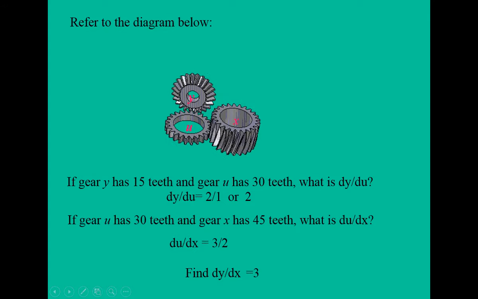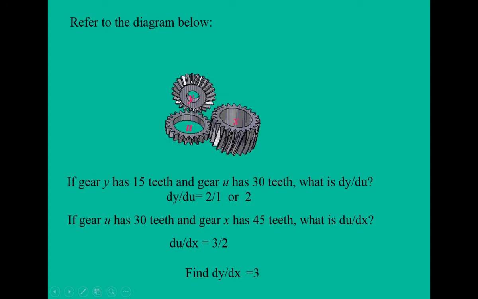Now I'm going to give you some more scenarios. So what I would like you to do is keep track of our results. In one column put dy/du, in another column put du/dx, and we're going to have to keep track of the number of gears. So you would have a column for the number of teeth for the gear y, the number of teeth for gear u, and the number of teeth for gear x. And then keep track of what's happening here, because I want you to, at the very end, make a conjecture, or make a statement about what you think is happening here.